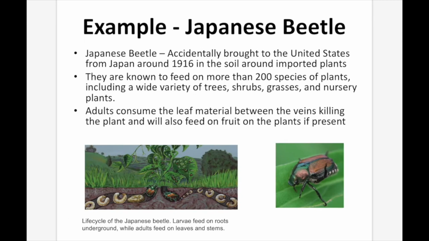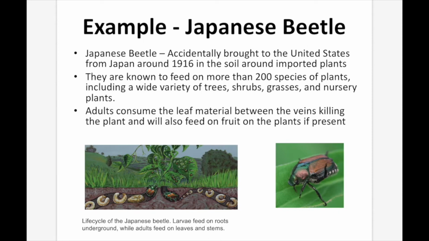So let's delve into the Japanese beetle a little bit. The Japanese beetle was accidentally brought to the United States from Japan around 1916 in the soil around imported plants. So this is a human-brought invasive species, but it was accidental. They're known to feed on more than 200 species of plants, including a wide variety of trees, shrubs, grasses, and nursery plants. Adults consume the leaf material between the veins, killing the plant, and will also feed on the fruit on the plants if present.